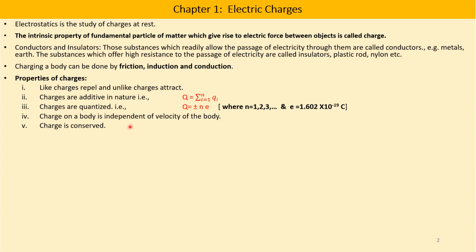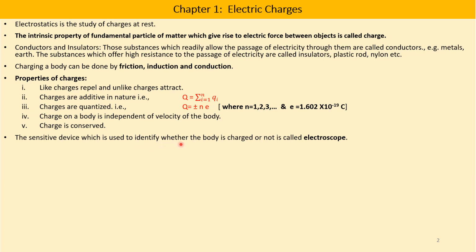Charge on a body is independent of the velocity of the body, and by the law of conservation, charge is conserved. That is, it can neither be created nor destroyed. The sensitive device which is used to identify whether a body is charged or not is called an electroscope.